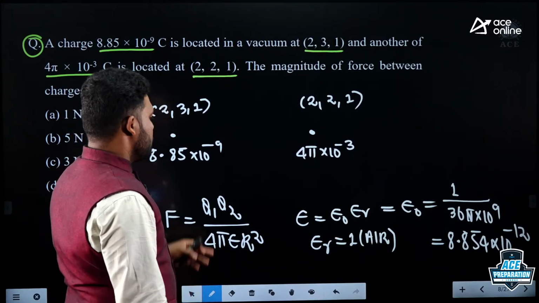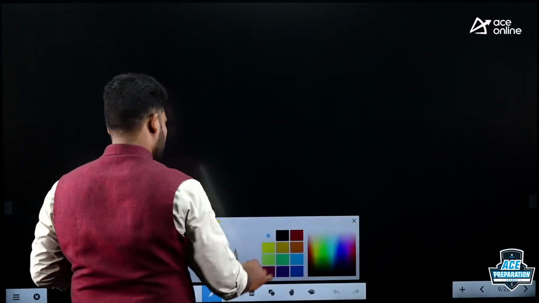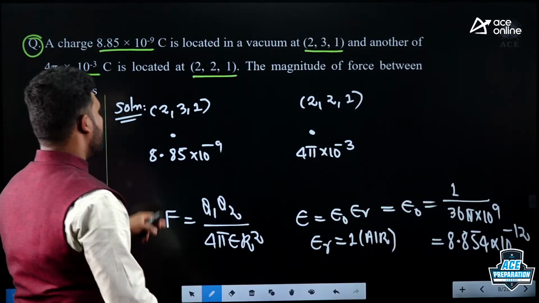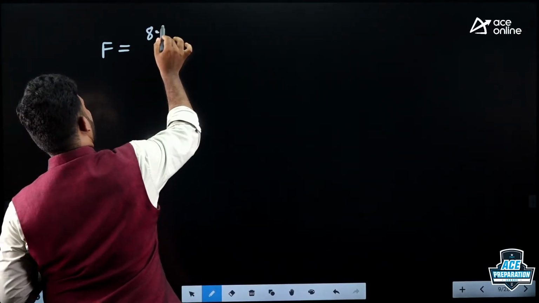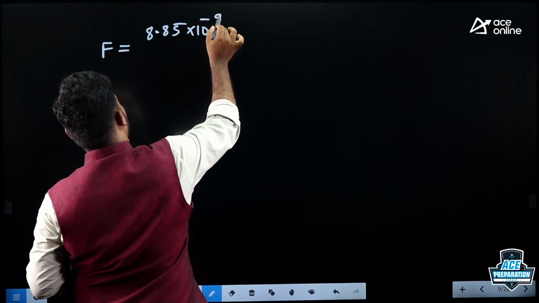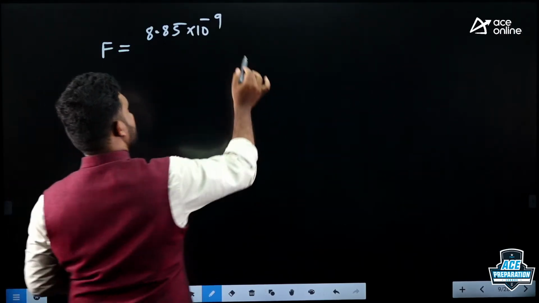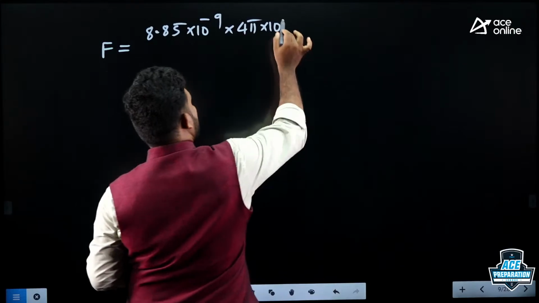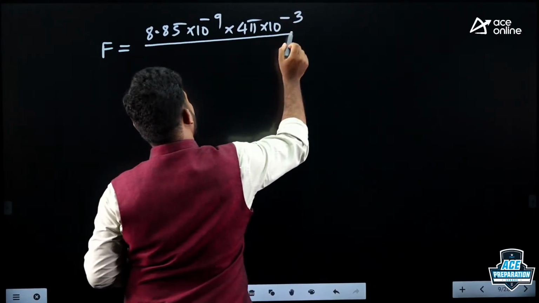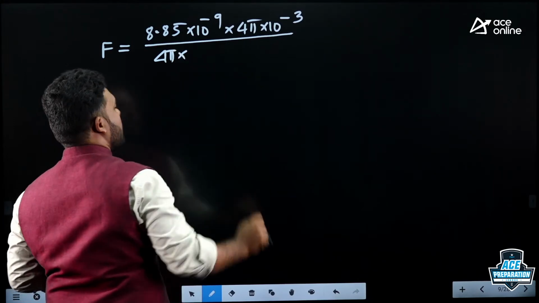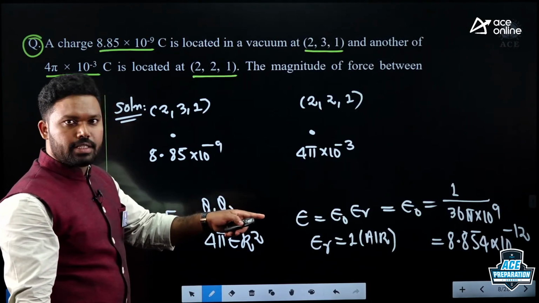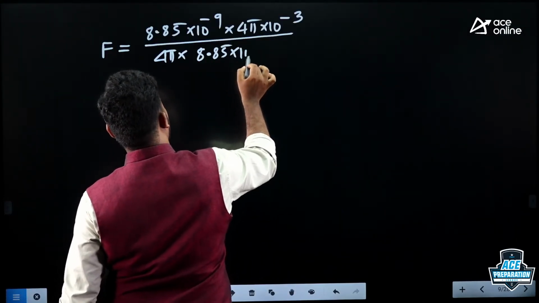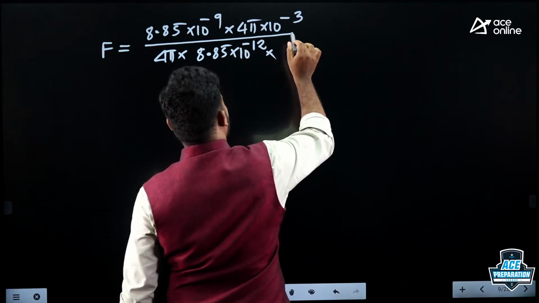Just substitute all the values here. So what is the force between the two charges? F is Q1 into Q2. What is the Q1? It is 8.85 into 10 to the power of minus 9, into 4 pi into 10 to the power of minus 3, divided by 4 pi into epsilon naught value. What is the epsilon naught value? 8.854 into 10 to the power of minus 12. So just take it as 8.85 into 10 to the power of minus 12, into distance square.